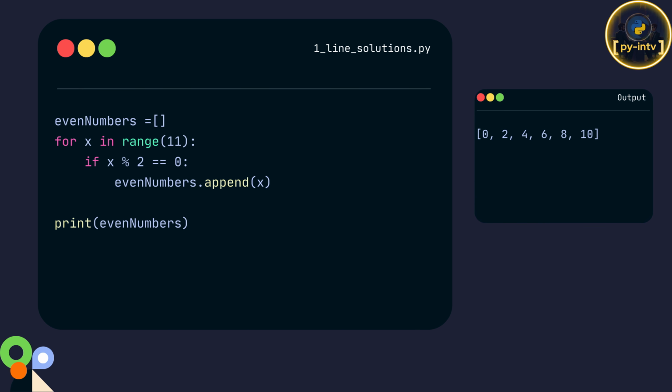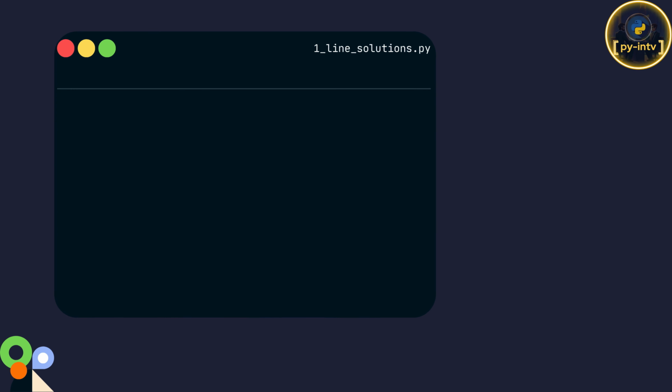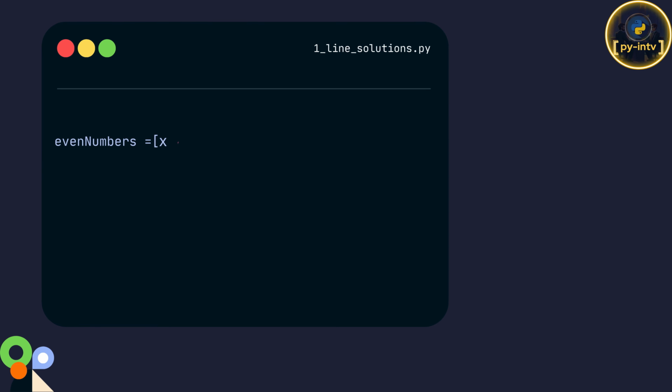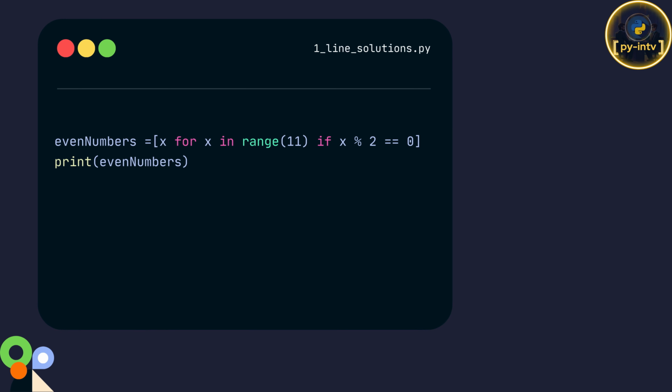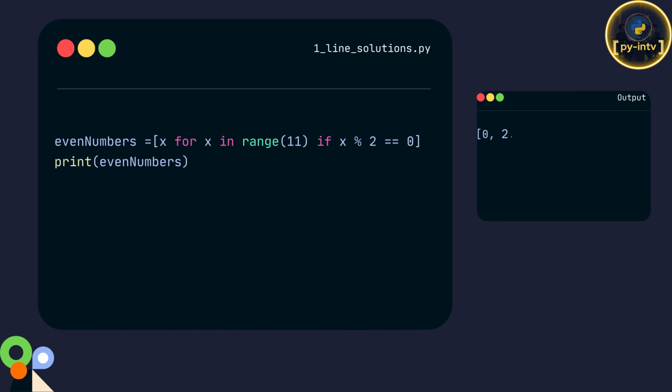Let's check on how this can be solved in one line. This code creates a list of even numbers from 0 to 10 using a list comprehension. It filters numbers using the condition x%2 == 0. The result is assigned to the variable even_numbers, and when printed, it displays the list of even numbers.